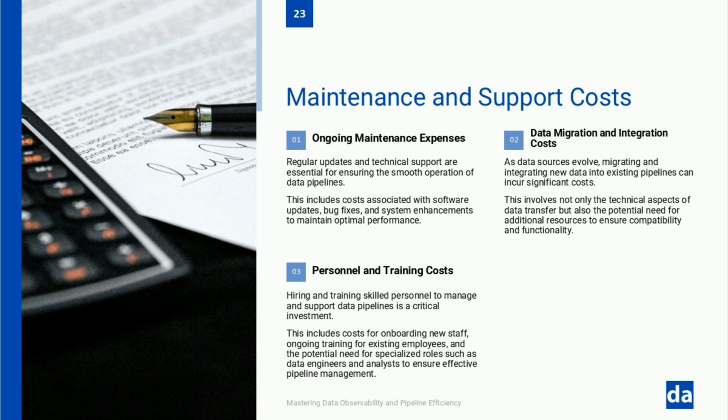3. Personnel and training costs. Managing and supporting data pipelines require skilled personnel. Costs include hiring, onboarding, and ongoing training for employees. As pipelines grow more complex, specialized roles like data engineers and analysts are vital to ensure effective management. Investing in training can boost efficiency and reduce the risk of errors, ultimately saving costs in the long term.